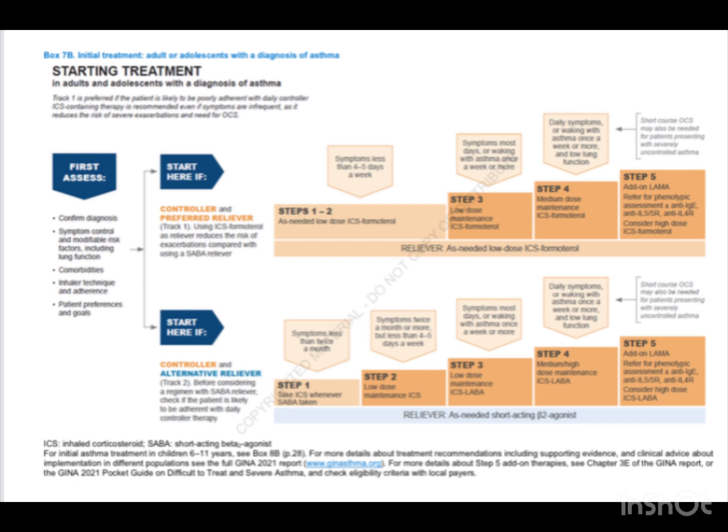And when the patient is having symptoms most days or waking with asthma once a week or more, then we will consider step 3. Step 3 includes the low dose ICS and low dose maintenance ICS and LABA.